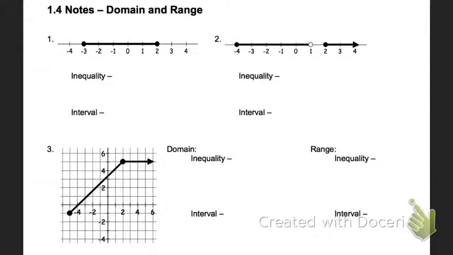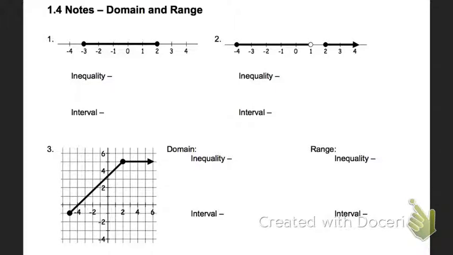Okay, 1.4 is about domain and range, and I'm going to ask you to write it in two different notations. So one is inequality, then one is interval, and we'll slowly start transitioning to where you will only do interval notation, especially when you get to pre-cal and calculus. That's pretty much all you will use, but I think up until this point, you've used inequality, so we're going to try and connect the two.